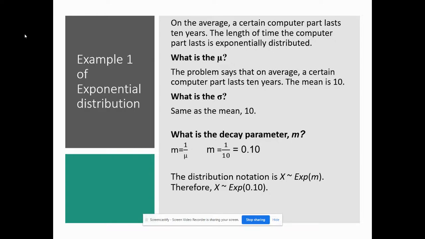What is the decay parameter, m? So m equals 1 divided by the mean. So m equals 1 divided by 10 equals 0.10. The distribution notation is x approximates the exponential distribution with the decay parameter. So therefore, x approximates the exponential with 0.10.